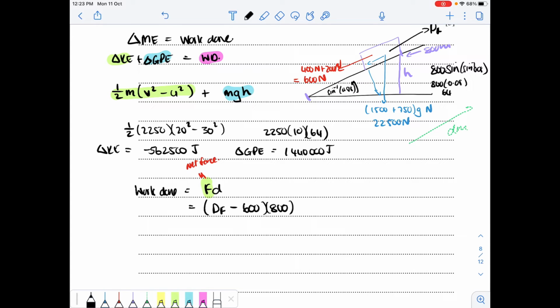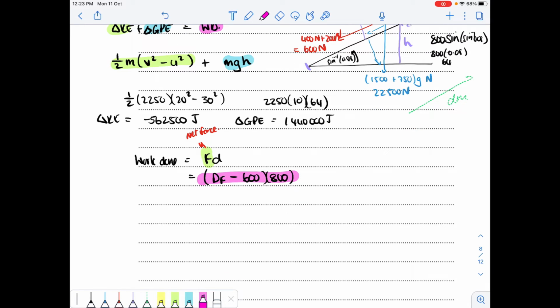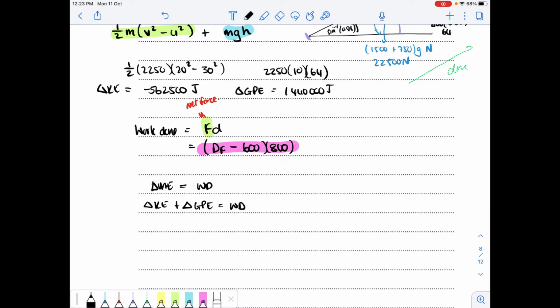Okay, so once we've got all three of these things, we are finally ready to put them all together and solve for the driving force. So we said in the beginning, change in mechanical energy is equal to work done, which is change in kinetic energy. Obviously you don't have to write this all out again. And let's put everything we've got in there. So we got minus 562,500 for change in kinetic energy. We got an increase in kinetic energy. And that was equal to driving force minus 600 times 800.